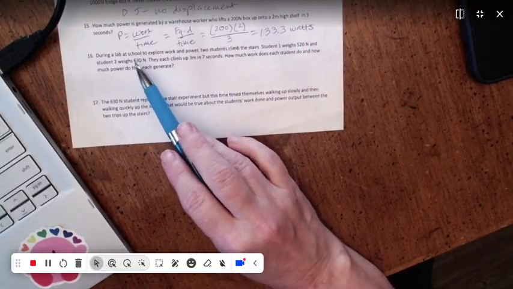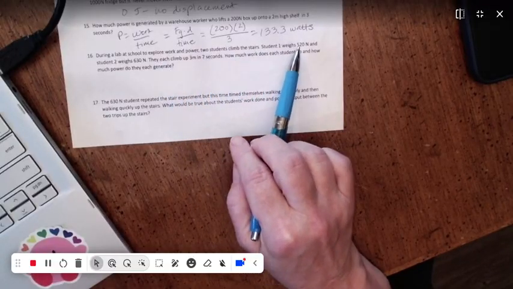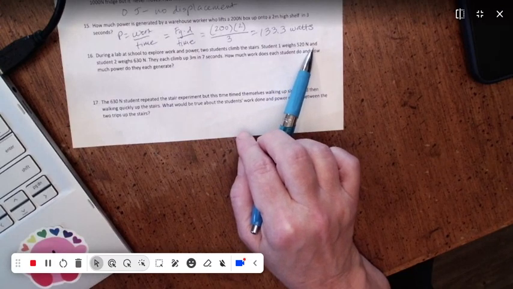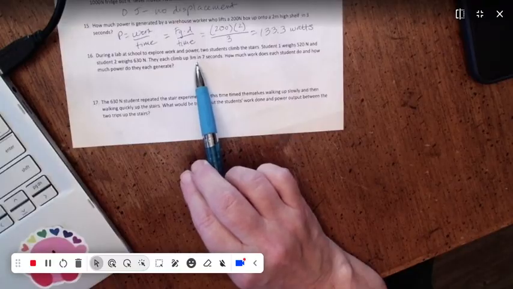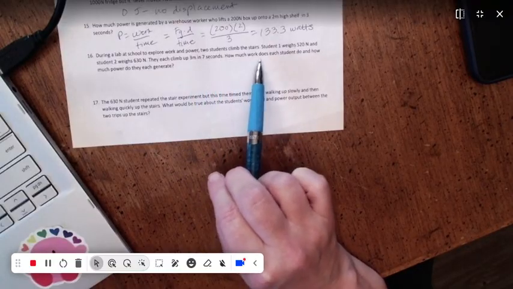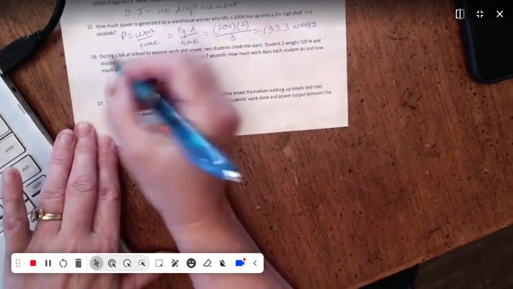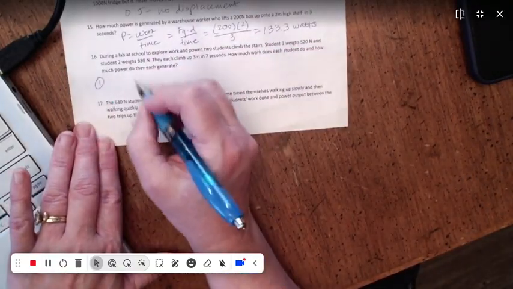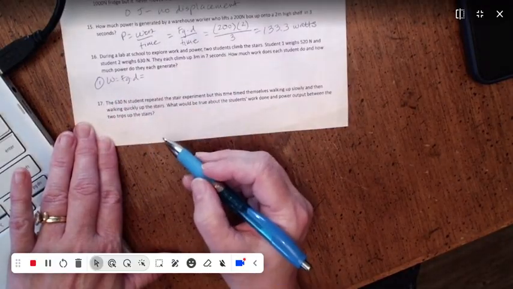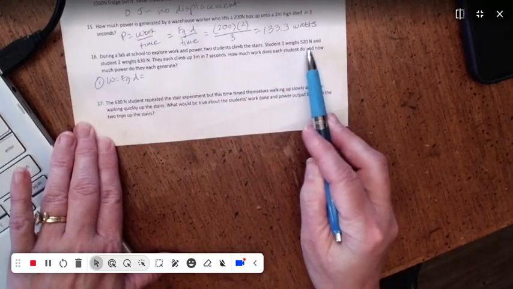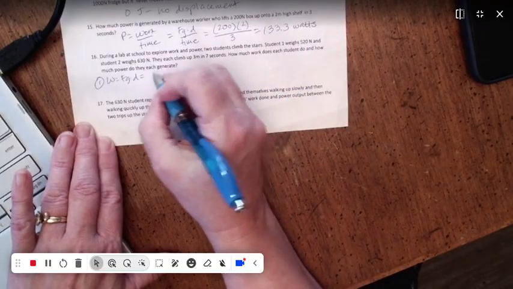All right, during a lab at school to explore work and power, 2 students climbed the stairs. We did this the other day. Student 1 weighs 520 newtons. Student 2 weighs 630. They each climb up 3 meters in 7 seconds. How much work does each student do, and how much power do they generate? So student 1 does work of force of gravity times distance or displacement, because they're climbing the stairs. So their force is their weight or force of gravity that they're having to overcome.